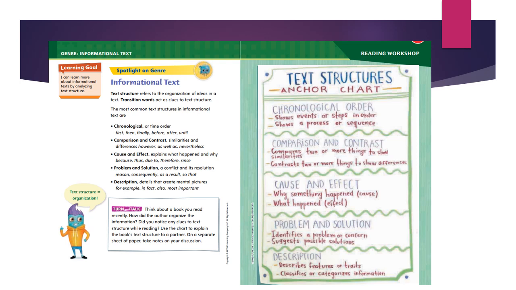Also, in informational text, you find cause and effect. They explain what happened and why. And you can find words like because, thus, due to, therefore, since. Also, you will find problem and solution, if there is a conflict and the resolution of it. And you'll find words like reason, consequently, as a result, so that. Description, which are details that create a mental picture in the minds of the readers.